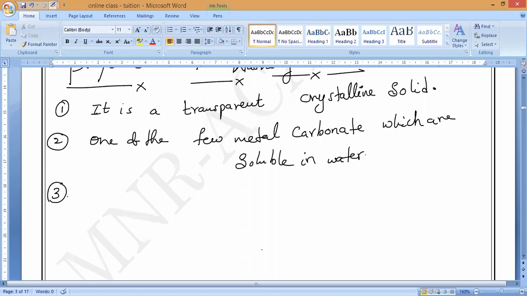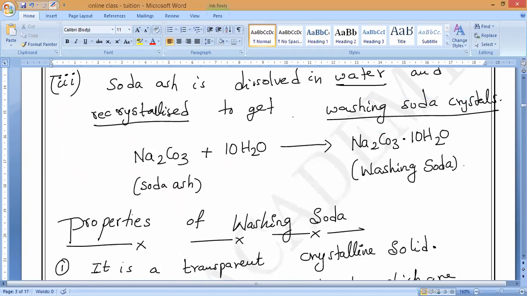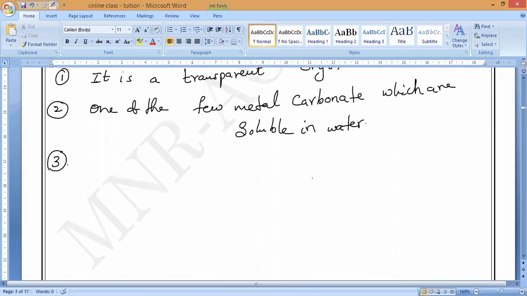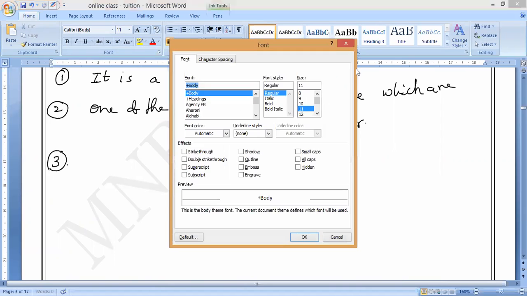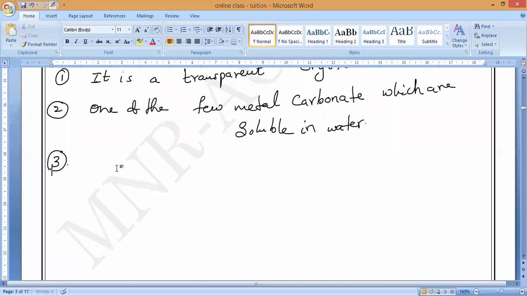Next, what is the nature of this one? It is sodium carbonate, a metal carbonate. Acidic or basic in nature? Basic in nature, alkaline in nature. So alkaline means it will turn which litmus to which litmus? Red litmus to blue.